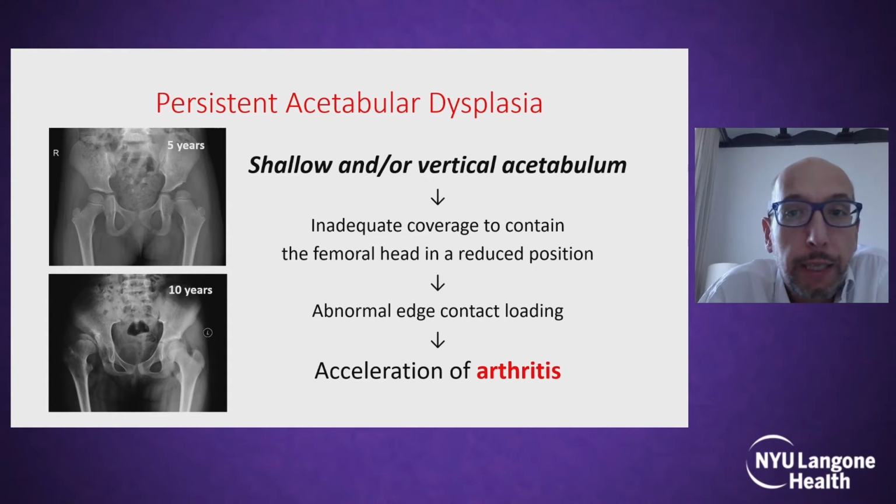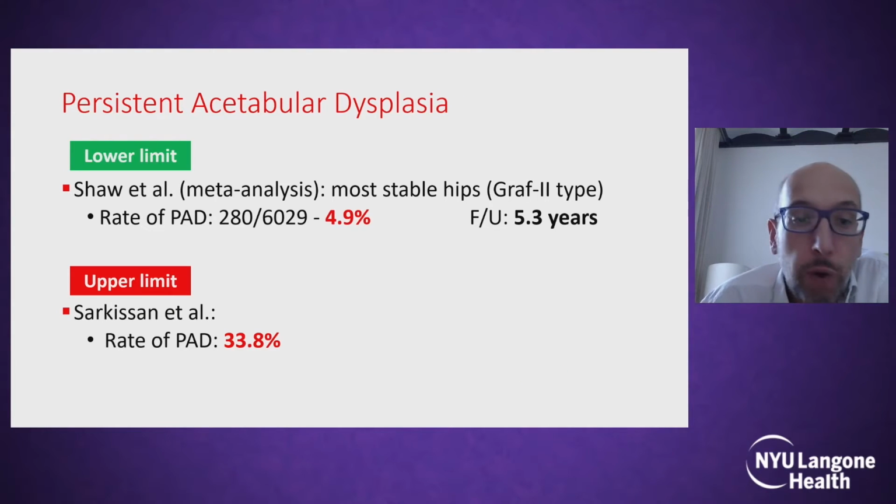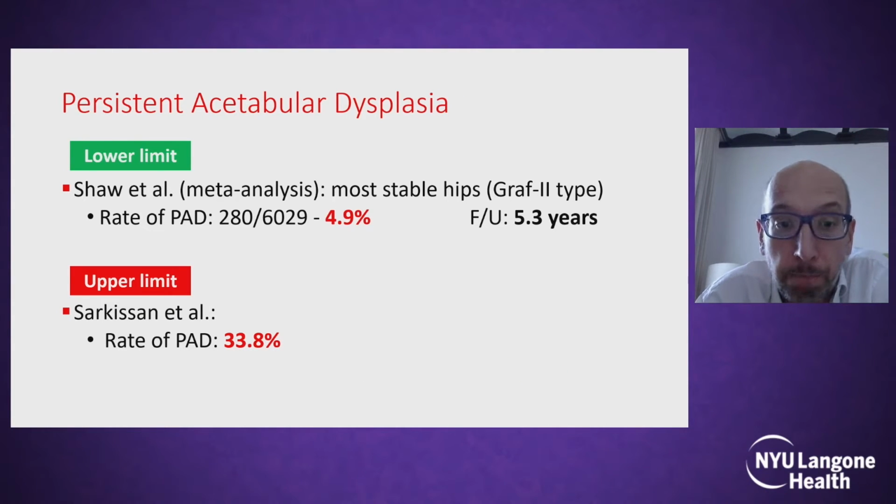So persistent acetabular dysplasia means that the acetabulum is shallow or vertical, and this cannot provide adequate coverage in order to contain the femoral head in a well-reduced position. And this abnormal edge contact loading leads to acceleration of arthritis.